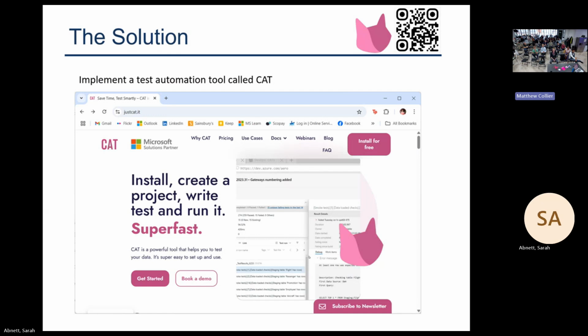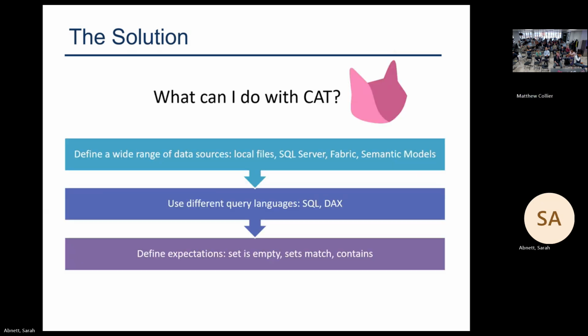So this is the solution I'm going to use. It's an automated testing tool. It's very lightweight and simple to use. It's called CAT, and the website is justcat.it. I'm not sponsored by them, but they've sent some swag, so please come ahead and grab a pink pencil at the end if you would like. And the website's really full of useful documentation and little examples of how you can use it for your situation.